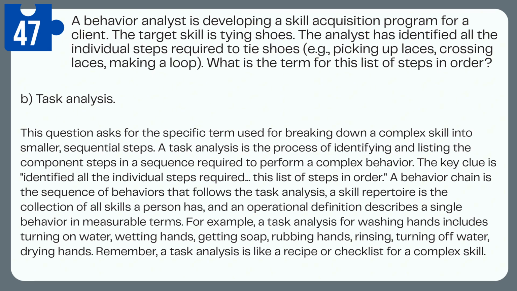A behavior chain is the sequence of behaviors that follows the task analysis. A skill repertoire is the collection of all skills a person has, and an operational definition describes a single behavior in measurable terms. For example, a task analysis for washing hands includes turning on water, wetting hands, getting soap, rubbing hands, rinsing, turning off water, drying hands. Remember, a task analysis is like a recipe or checklist for a complex skill.